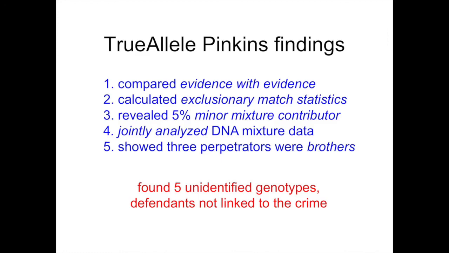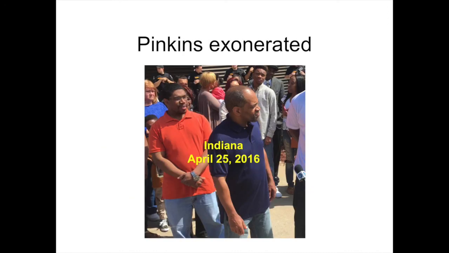And number five, we showed that three of the perpetrators were brothers, which was nothing that anybody had ever thought of and had nothing to do with the defendants. So in the end, we found five unidentified genotypes and proved that the defendants were not linked to the crime. This was the subject of a recent 48 Hours segment, which talked about the exoneration of Darrell Pinkins. And about a year ago, he was released from prison.